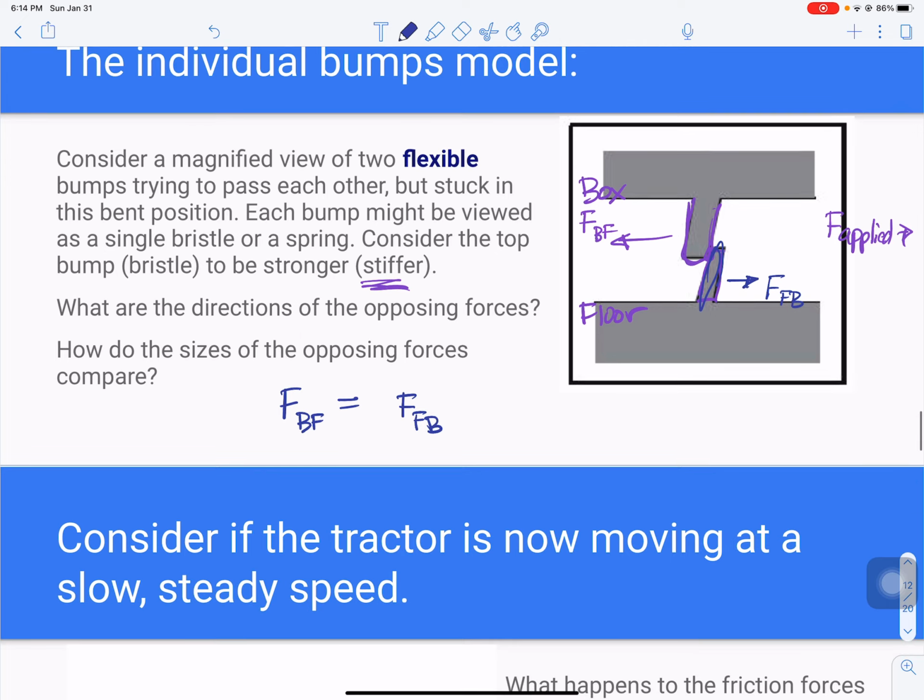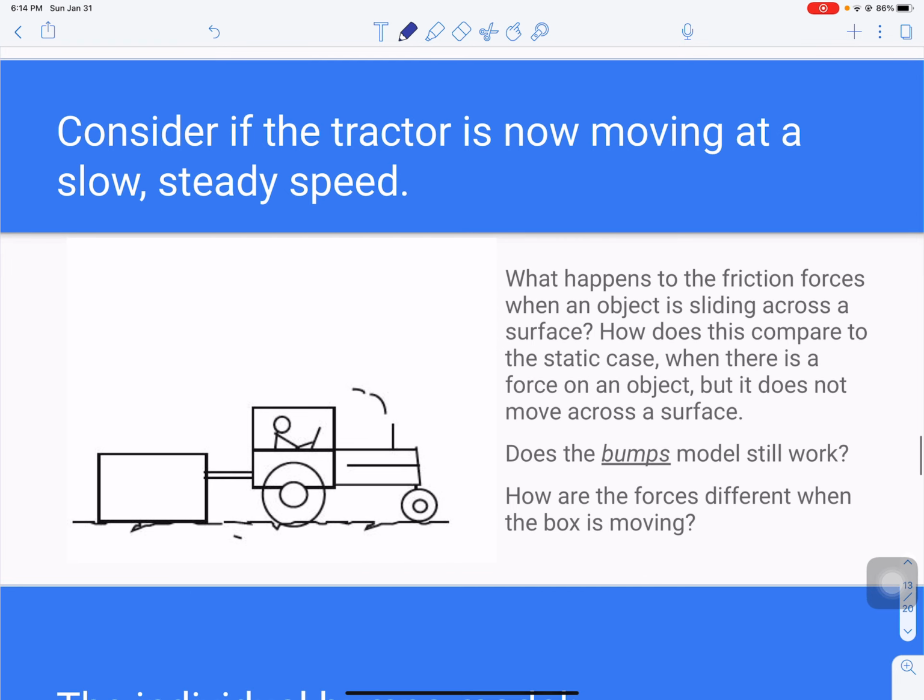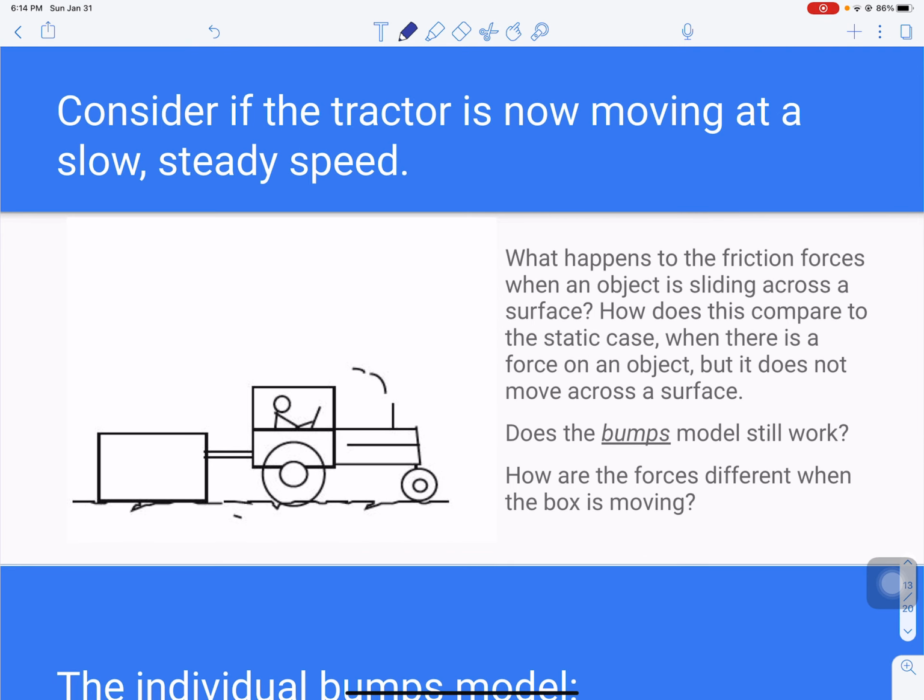So let's do an application. We want to consider if the tractor is now moving at a slow, steady speed. So we've got the concrete block moving, and now it's moving at a slow, steady speed. What happens to the friction forces when an object is sliding across a surface? How does this compare to the static case when there is a force on the object but it does not move? Does the bumps model still work? I think it does. There's no reason that the bumps go away. If that's really what's happening on the surface, the bumps aren't going to go away just because they're moving.